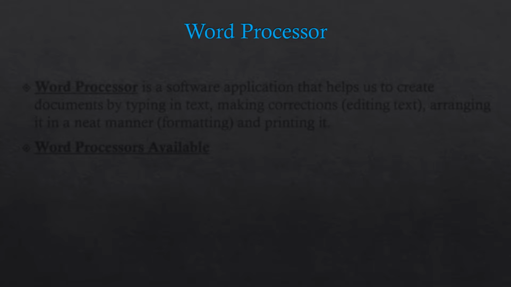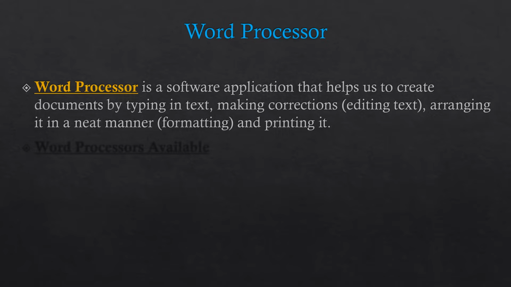First of all, what is a word processor? A word processor is a software application that helps us to create documents by typing in text, editing it, formatting it, and printing it. These are some of the features that are available in a word processor, and there are many other features which we can use to make our work easy.